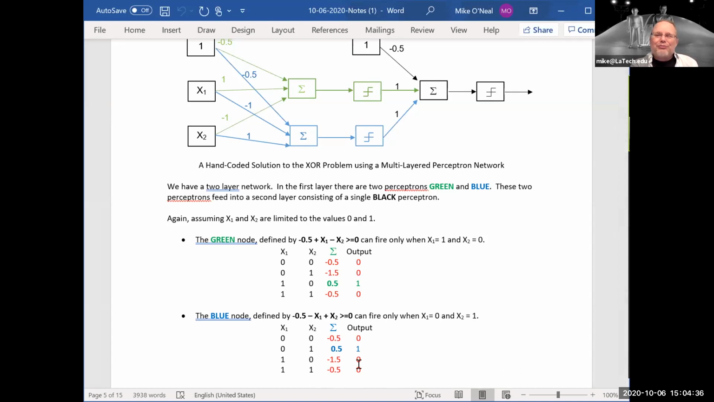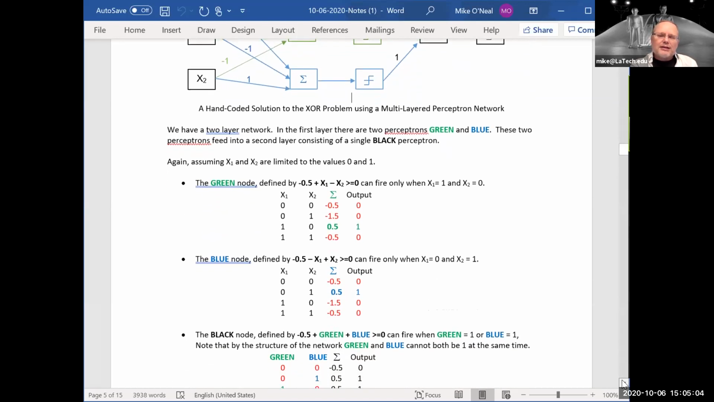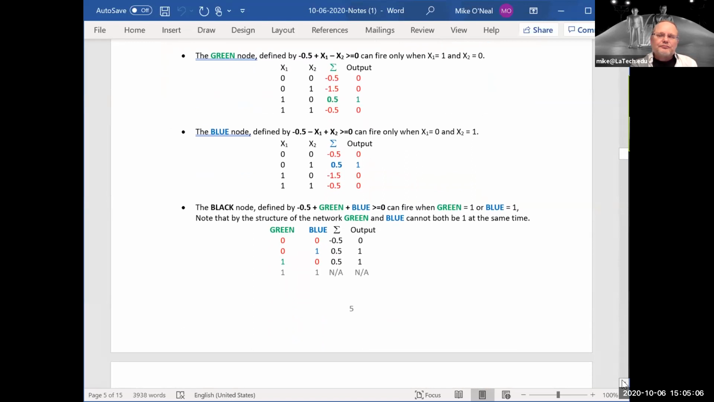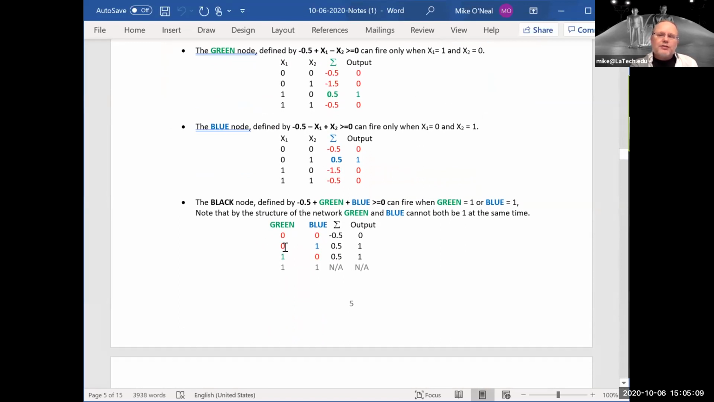Okay, I want you to think through the problem. So we've got Mr. Green coming in, and we've got Mr. Blue coming in. Again, Mr. Green can only produce a 1, in other words, you can only get a 1 here at this level through Mr. Green when it's 1, 0. And you can only get a 1 here when it's 0, 1. And those go into Mr. Black, and Mr. Black is set up so that if you get a 0, 1 or a 1, 0, Mr.